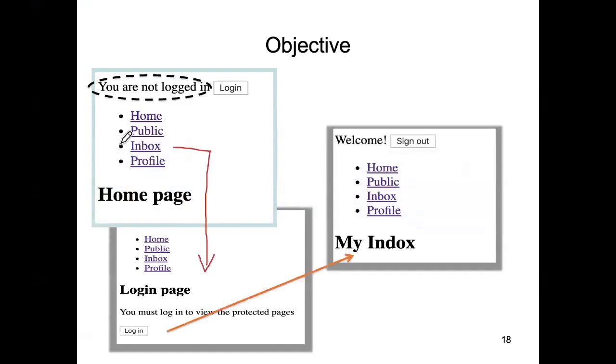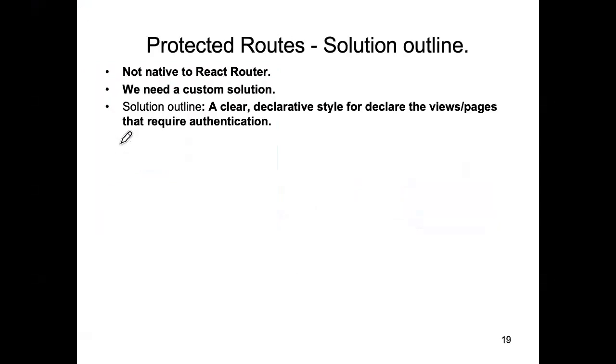So how do I implement all of this? Essentially what I want to implement is this notion of protected or private routes within my routing configuration. And the React Router library, as it turns out, doesn't provide a solution for us. So we have to come up with our own custom solution.